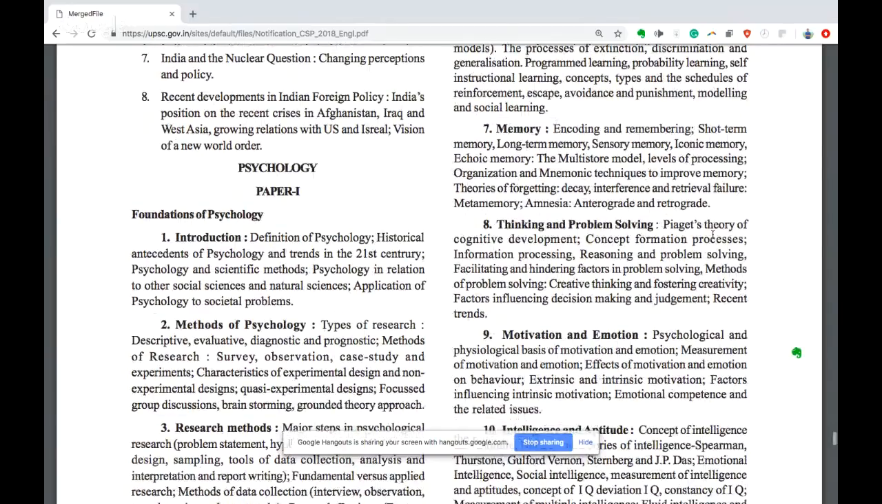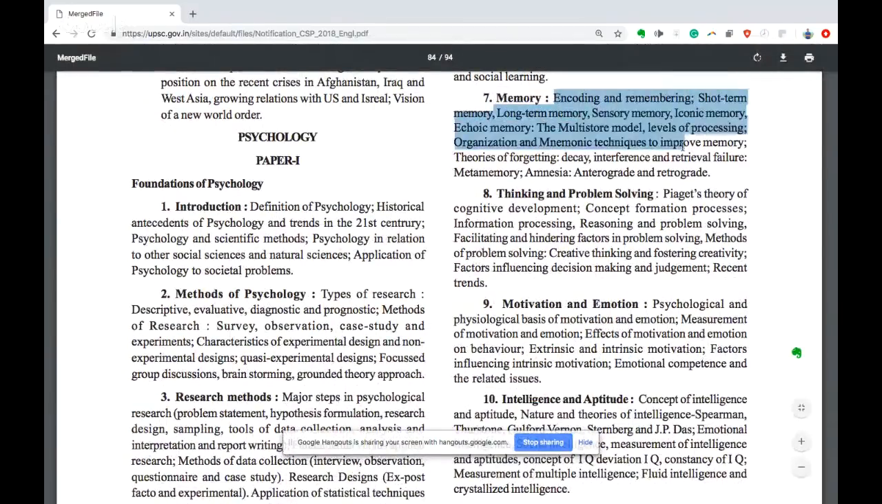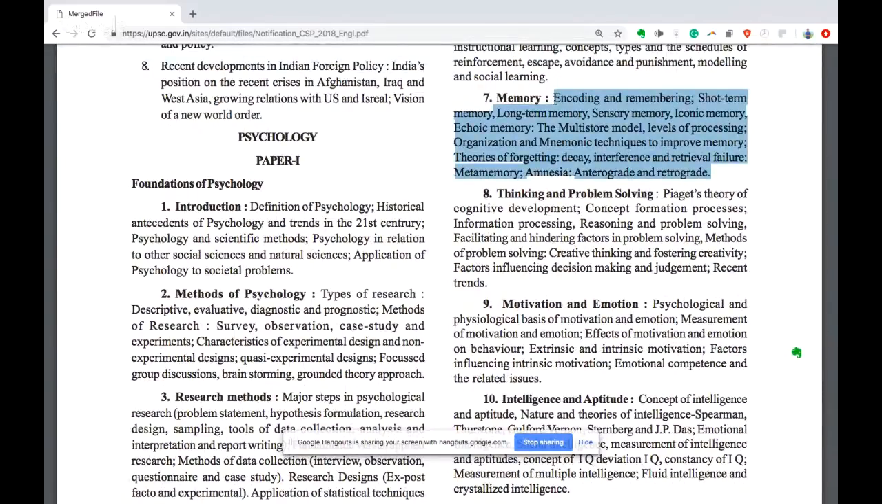Okay. This is important mainly because it is very easy to score in memory, because there is a standard set of keywords and a standard set of diagrams and a standard set of questions we generally will be discussing.